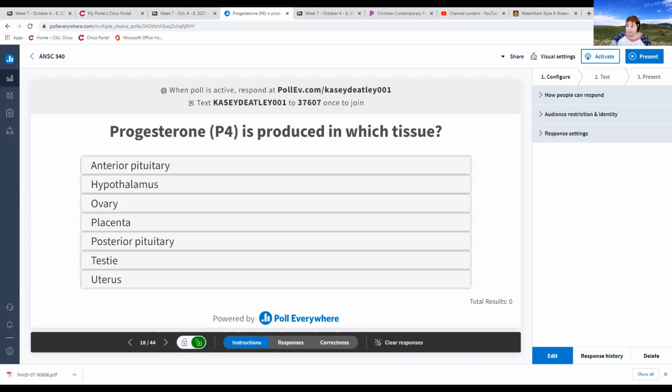Progesterone, abbreviated as P4, is produced in which tissue? I'm going to give you 30 seconds here. So progesterone is produced in which tissue? All right, 5 seconds to go, guys.